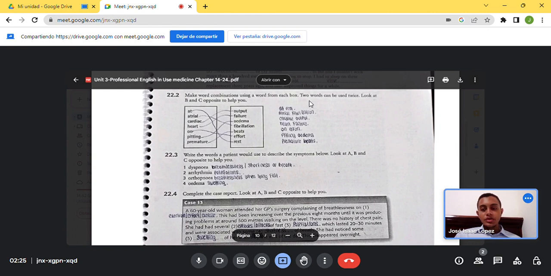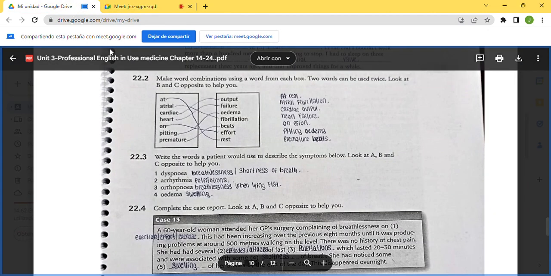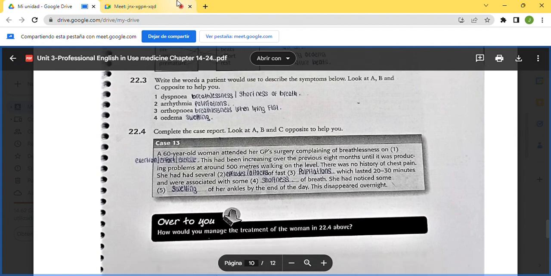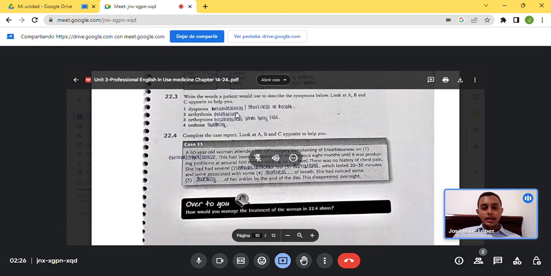The other exercise is 22.3. It says, write the word a patient would use to describe the symptoms below. Look at A and B and C opposite to help you. First, let's translate that. Dice acá que complete las palabras para describir los síntomas del paciente. Mira la opción C y A y B para ayudarte.